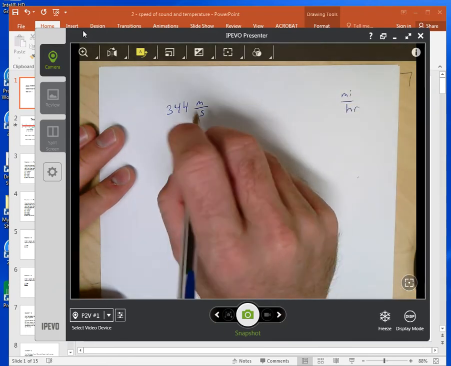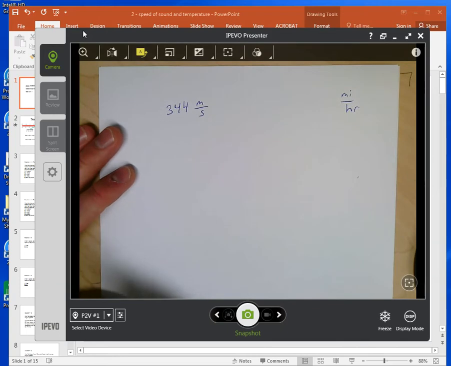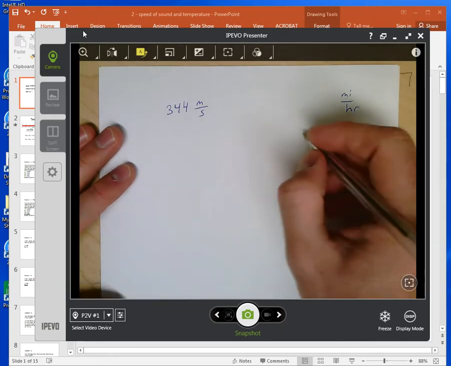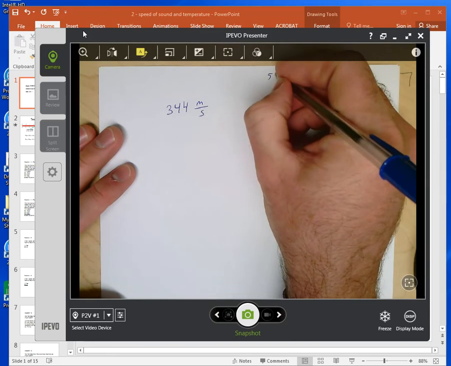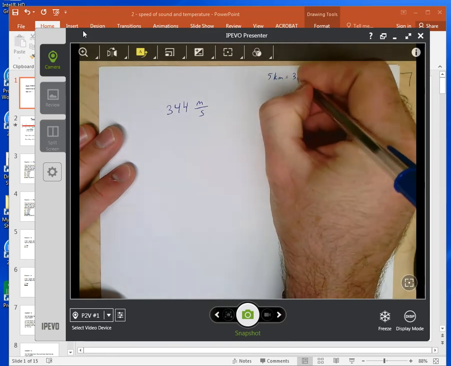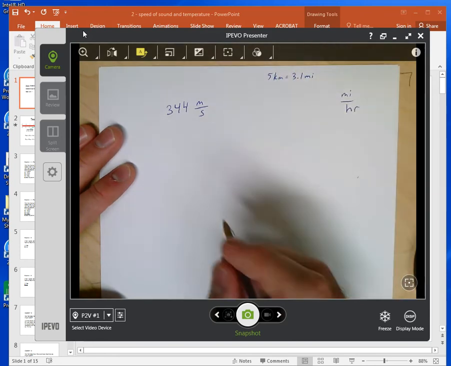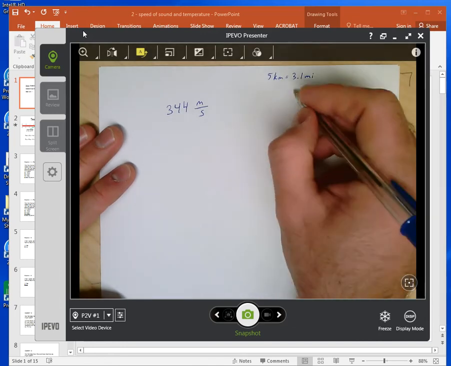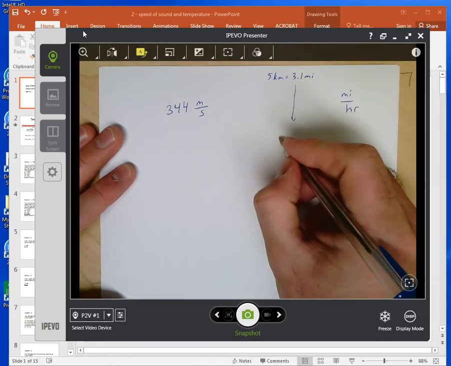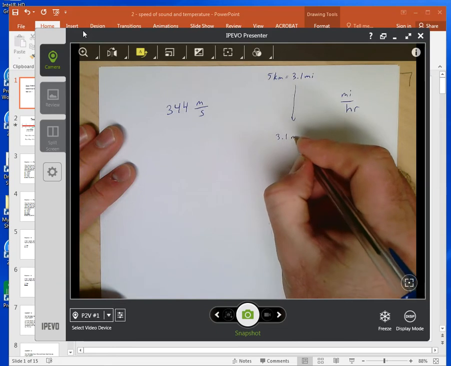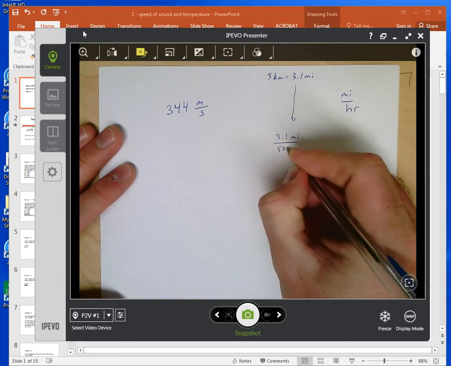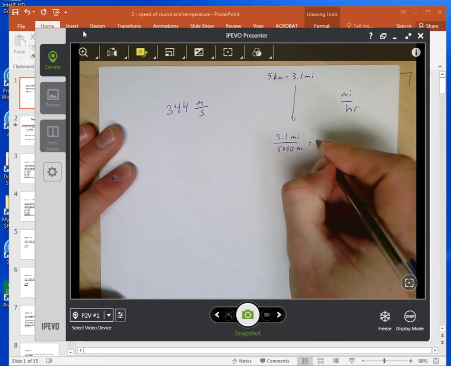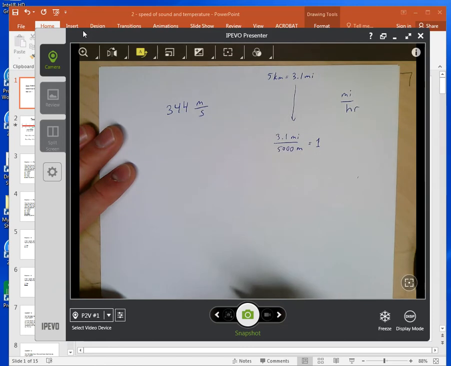So I have to figure out how many meters there are in a mile. One thing I can do is remember that we found out before that 5 kilometers is the same thing as 3.1 miles. I know that because I like running, so that's good enough for now. If this is true, then 3.1 miles divided by 5,000 meters is equal to 1. This is the old multiply by 1 trick.